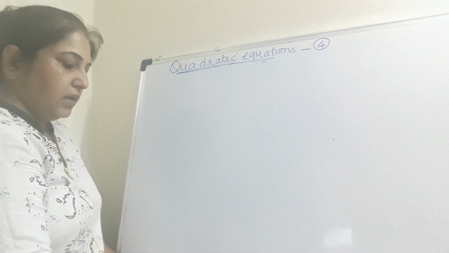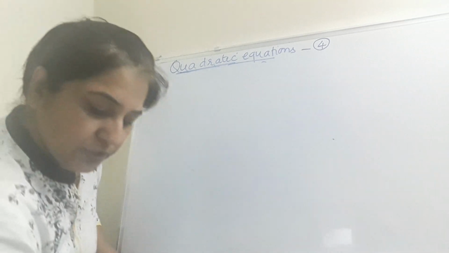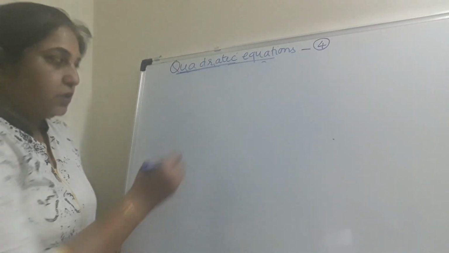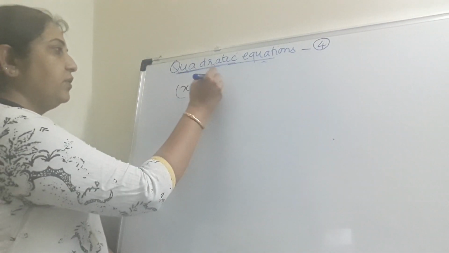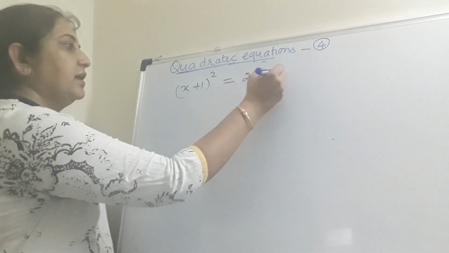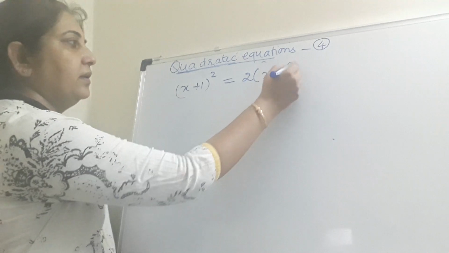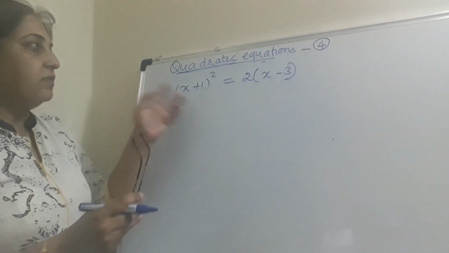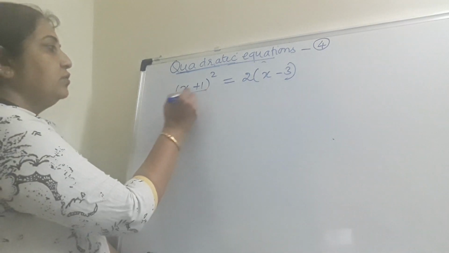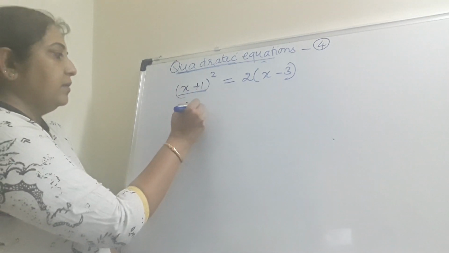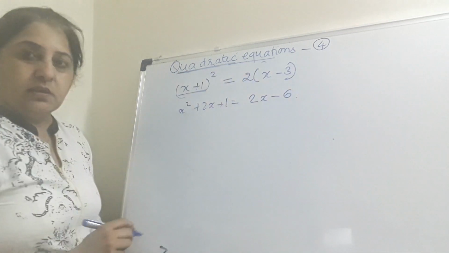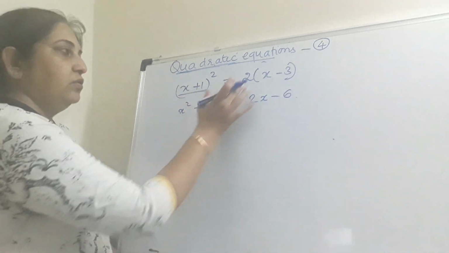Now I am going to give you a question, and we are going to see whether it is a quadratic equation or not. So I am going to write x plus 1, this is from your exercise, x plus 1 the whole square is equal to 2 bracket x minus 3. This is a question. We are going to solve this and find out whether this is a quadratic equation or not. So let us use here the identity. x square plus 2x plus 1 is equal to 2x minus 6. You know how to solve this identity.